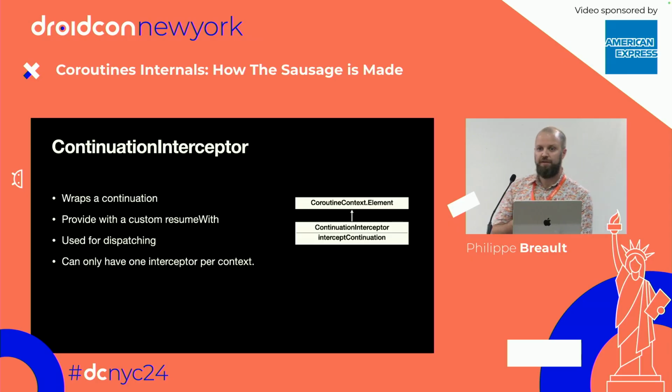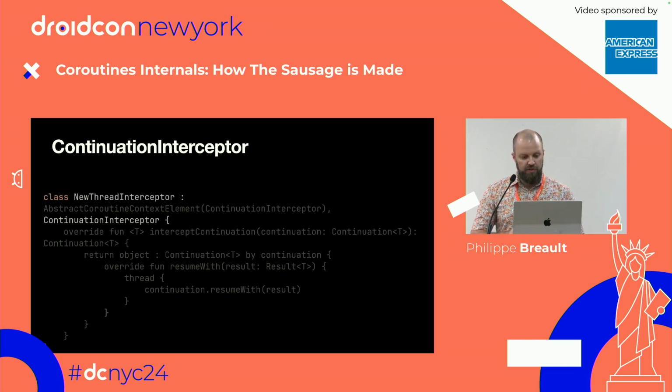So the continuation interceptor, this is something that you've been using a lot without knowing it. This is a construct from the standard library that is meant to be able to wrap a continuation with something else. So you get in a continuation, you return a different type of continuation. The whole point of this is to enable threading. And this is the basis for dispatchers. So let's take a look at how we could move some code to a background thread.